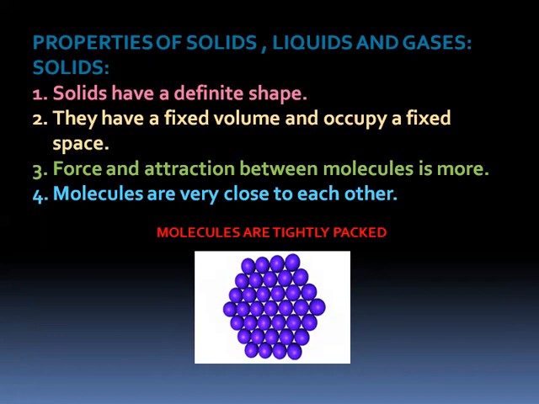Molecules are very close to each other. See, there is no gap. You can see the picture, how they are tightly packed, very closely arranged. That's why the force of attraction between the molecules is more. They are close, with fixed volume and fixed shape. Solids have these because of their molecules. Is it clear?